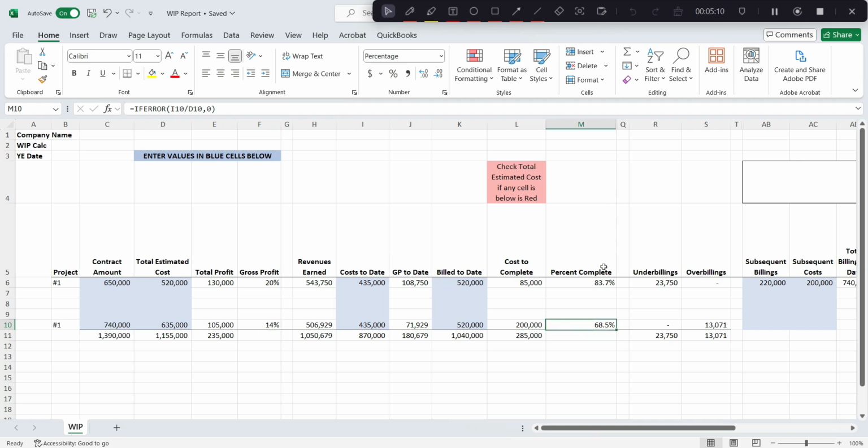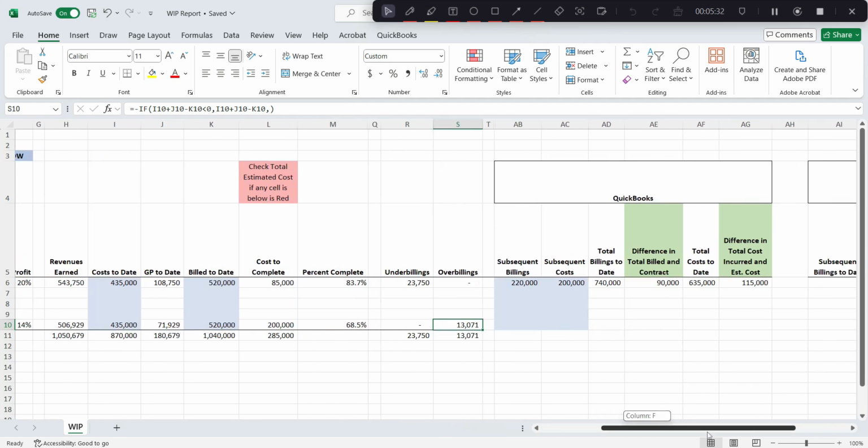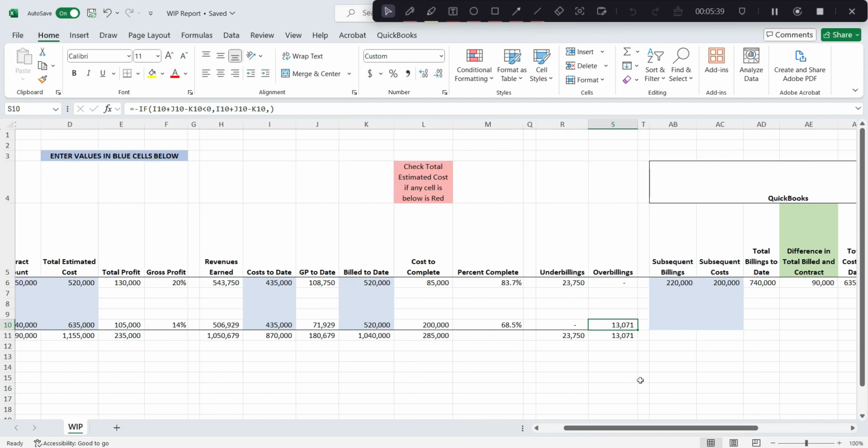Now, if we look at the percent complete, that changes too. 83.7% complete with our original estimates, but now we're 68.5% complete. We had underbillings of 23,000. With this, we have 13,000 in overbillings. We see those changes occurring because we change the estimates to reflect actual numbers. Again, hindsight is 20/20. You provide a better picture for the underwriters or the users of the financial statements of where that job is.